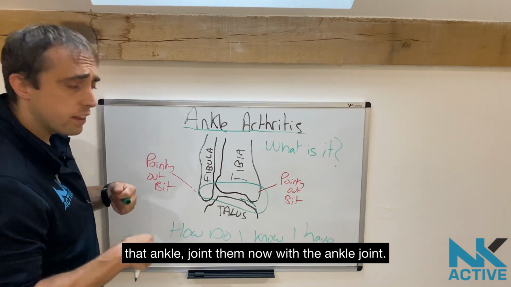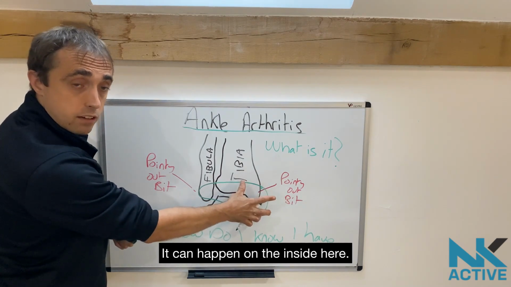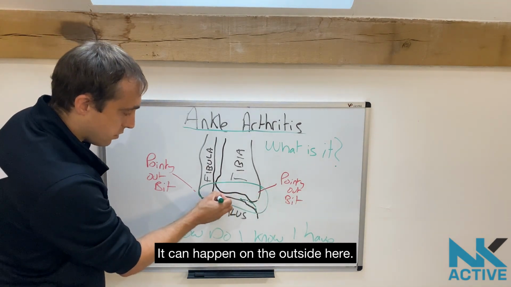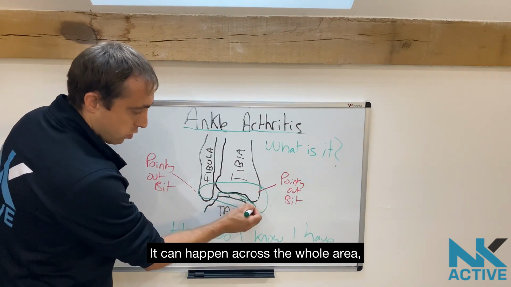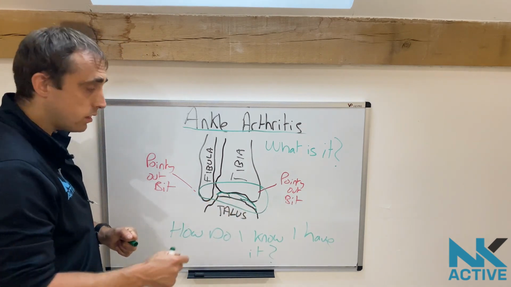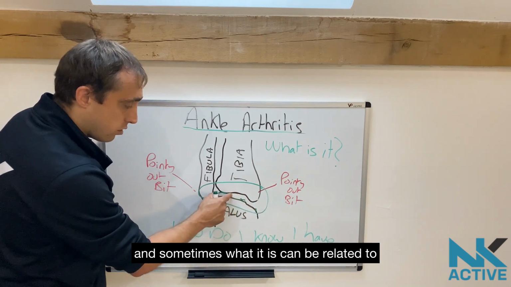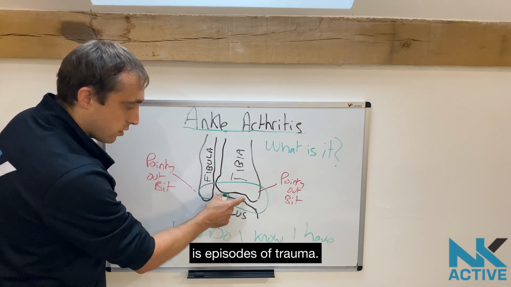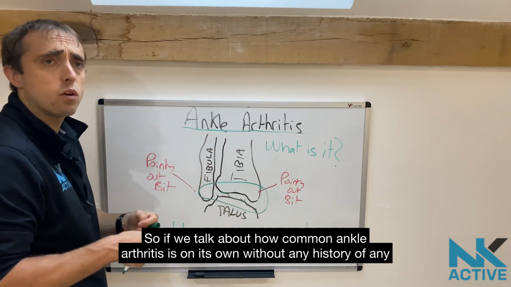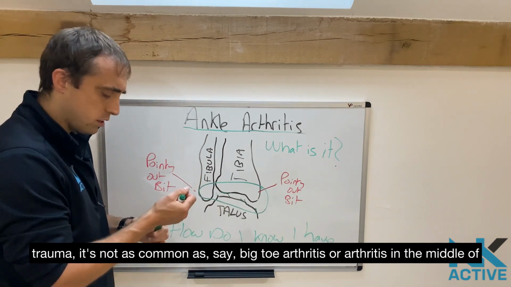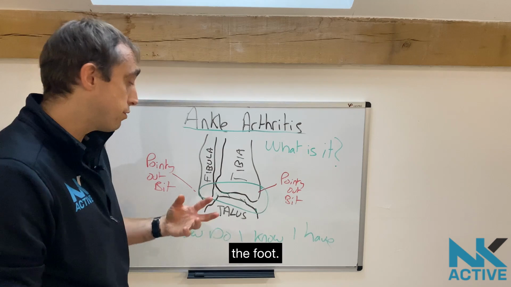Now, with the ankle joint, it can technically happen anywhere. It can happen on the inside here, it can happen on the outside here, it can happen across the whole area. And sometimes it can be related to episodes of trauma. So if we talk about how common ankle arthritis is on its own without any history of trauma, it's not as common as, say, big toe arthritis or arthritis in the middle of the foot.